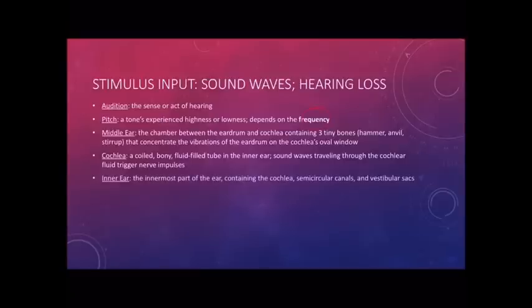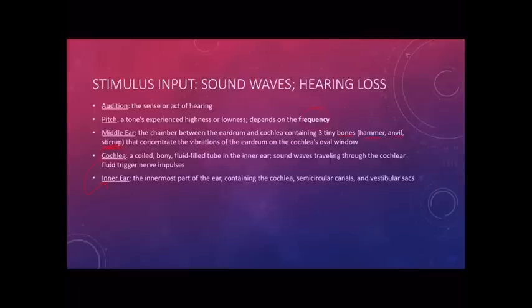Okay. And then we want to know about the middle ear, the cochlea, and the inner ear. So you want to know that inside the middle ear is where we have these three bones, the hammer, the anvil, and the stirrup. And that the middle ear exists between the eardrum and the cochlea. And then we have the cochlea, which is a bony, fluid-filled tube inside your inner ear. And your cochlea is really what's responsible for transduction. It brings in those sound waves and it converts them into electrical energy that your brain actually interprets as a sound.